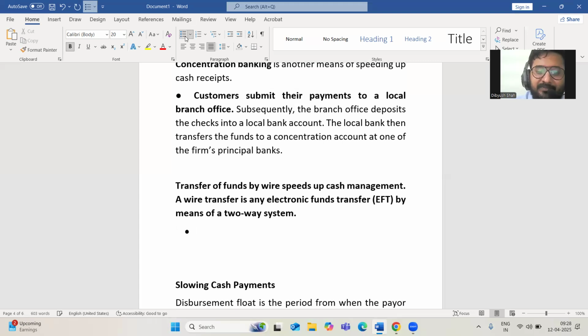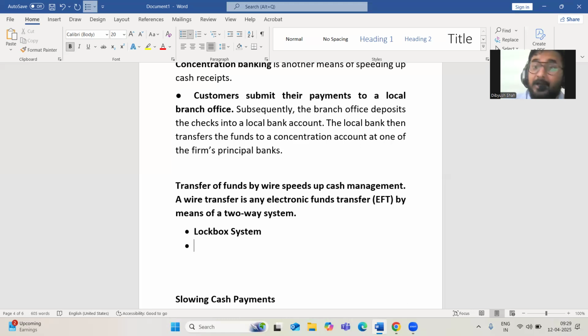Just revise once. First is the lockbox system. In this, the company, that is my debtor, instead of mailing checks to my address, will deposit them to a designated lockbox of the bank. Bank people will collect the checks from that lockbox and deposit them to my account, thereby reducing the time. For the lockbox, the bank charges a flat fee.